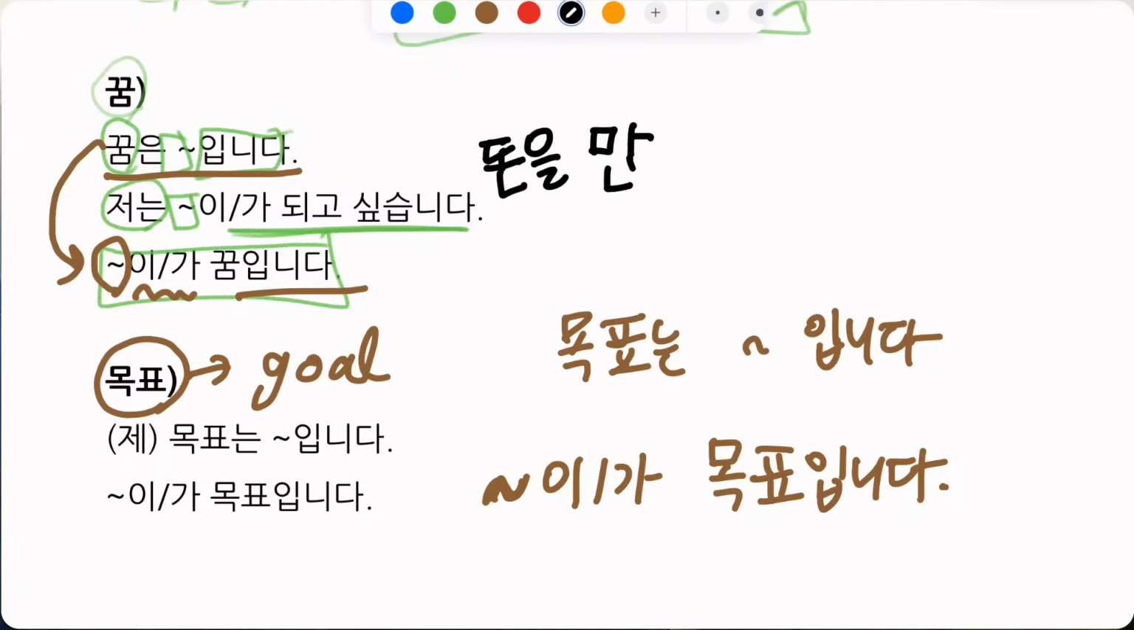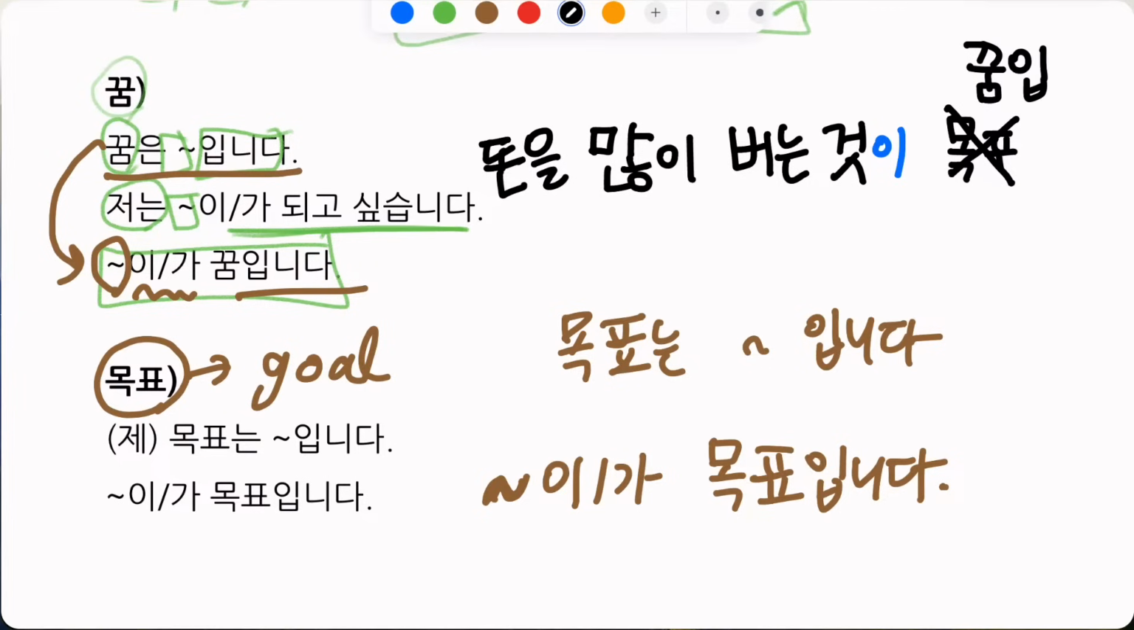Specific goal first, dream first. 돈을 많이 버는 것이, we have to mark it with 이, right? Because we're saying specific thing first. 것이 목표입니다.